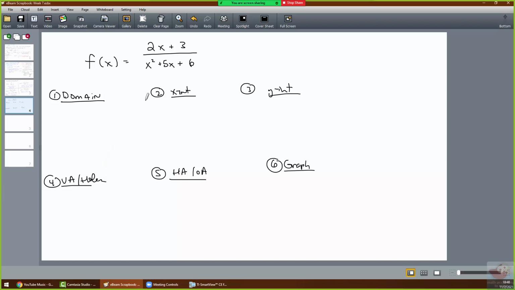So domain, to find the domain of a rational function, remember, set the denominator equal to 0. How does this factor? That'd be x. Oh, wait, never mind. Did you say it? 2 and 3? Yeah, you got it. So x cannot equal -2. x cannot equal -3. Awesome.